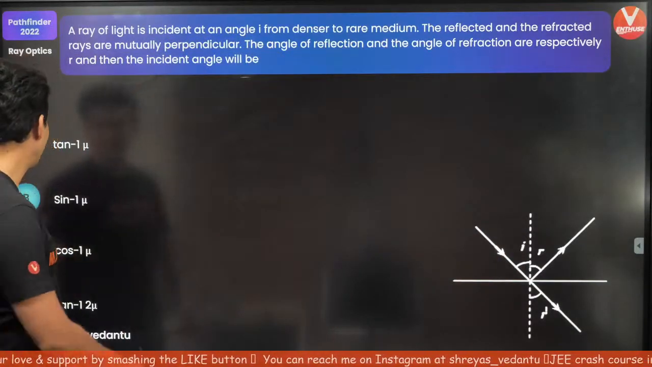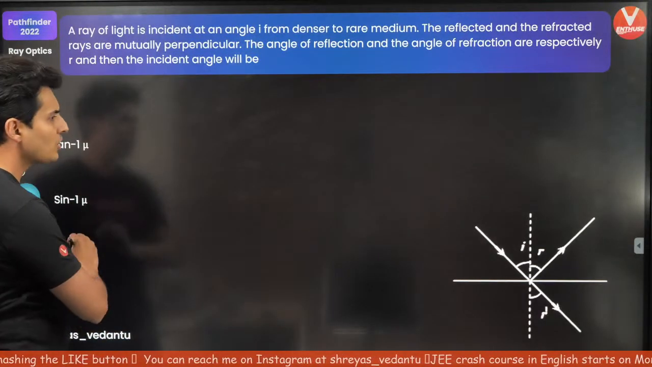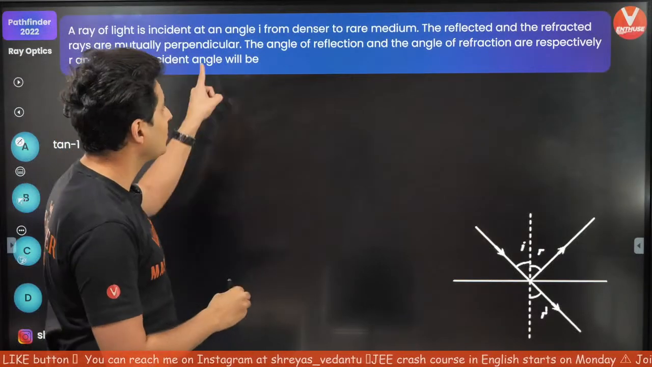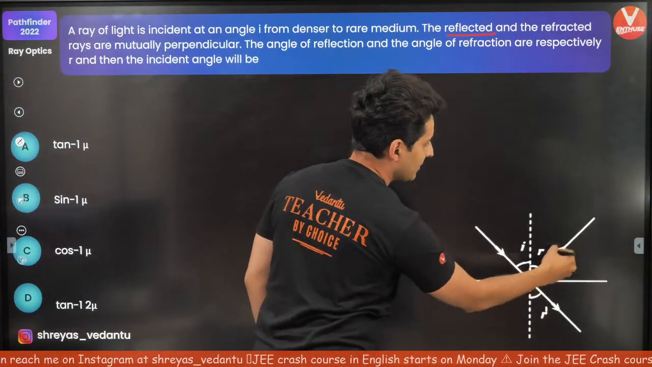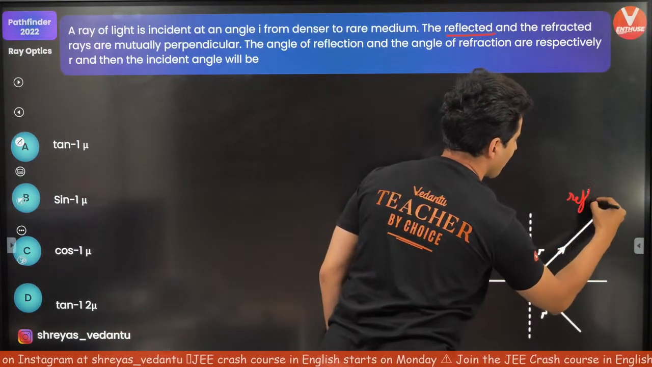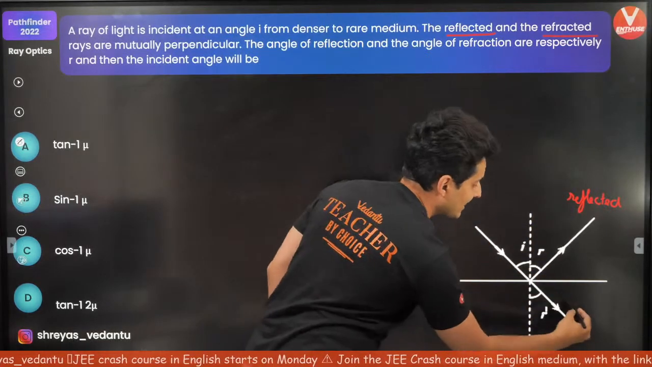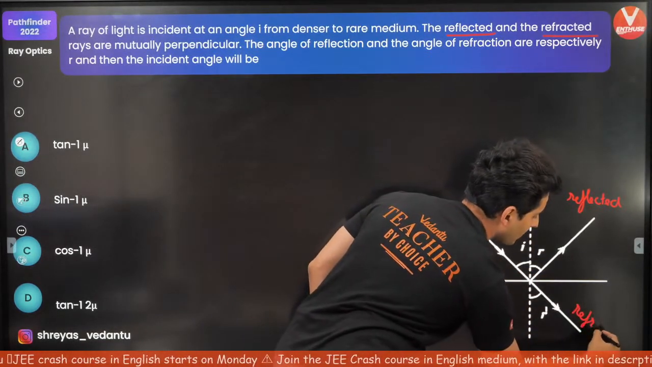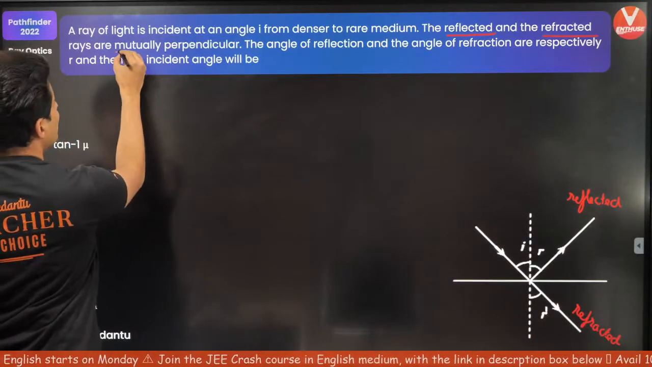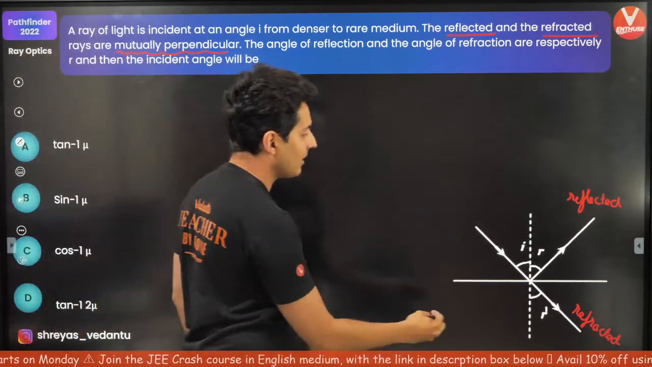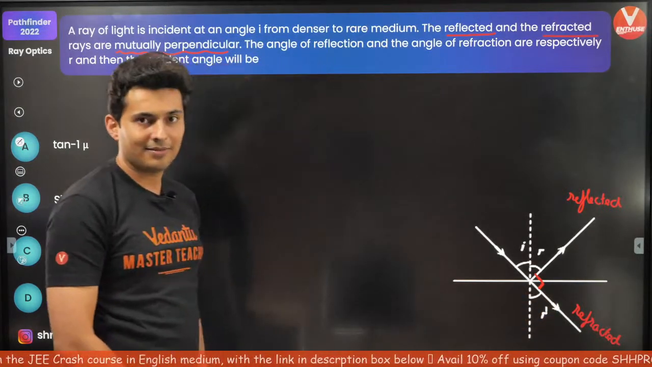So Ankit saying A. Let's figure this out. There we go. So it's clearly mentioned in the question. The reflected is this one. This is reflected. And the refracted, this is the refracted. Okay, this is the reflected and the refracted. They are mutually perpendicular. It is clearly mentioned in the question. This is 90 degrees. Fair enough.